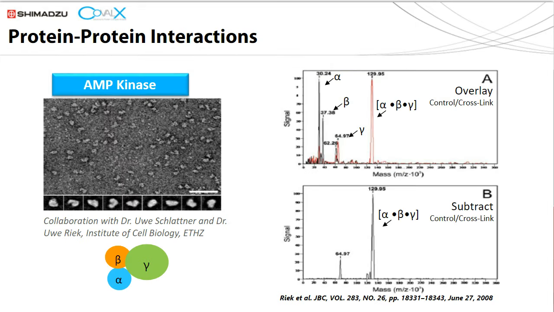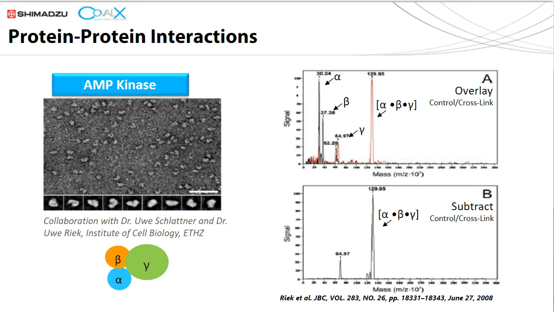Now to shift gears a little bit, a lot of the examples I've shown you so far have been on biotherapeutics, mostly antibodies and elements around antibody development and characterization. But the OmegaTOF doesn't have to be used just for antibodies. It can be used for any type of large molecule protein or other types of protein-protein interaction, protein complexes. Here's an example of a simple three-component complex, an AMP kinase, composed of an alpha, beta, and gamma subunit.